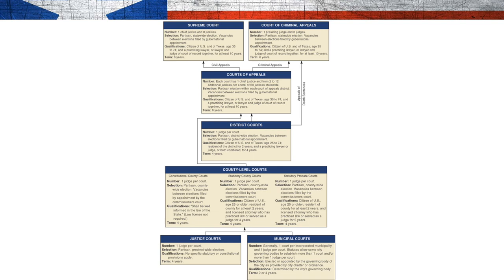Justice courts or justice of the peace courts, there are 802 of those, and they are elected in precinct-wide elections, again, partisan elections. There is no minimum qualifications, and they serve a 4-year term. And then municipal courts, like city courts, there are 936 of those. And they are either elected or appointed by the city council. You have to just kind of look at the city charter to see how municipal judges are selected. The city decides what kind of qualifications, so there may be no qualifications, there may be stringent qualifications, and they serve between 2 and 4 years.